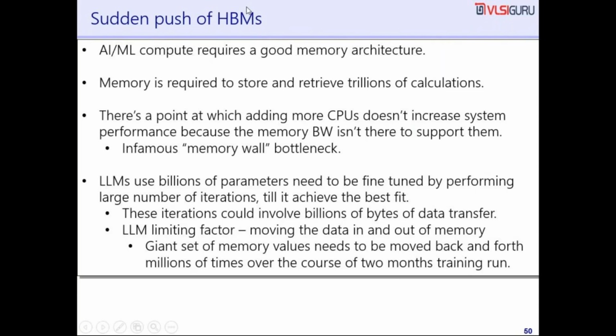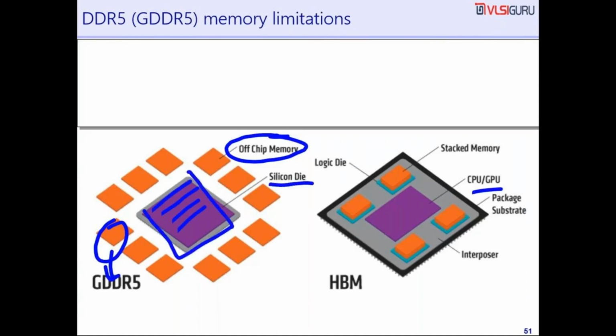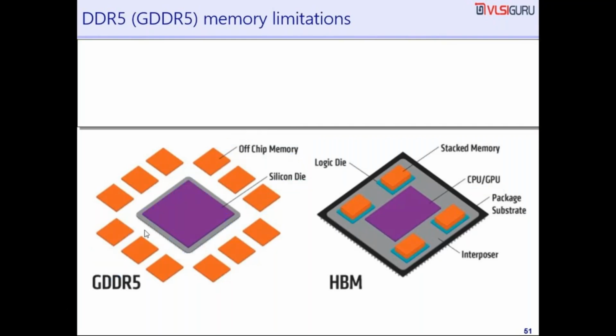First of all, let's try to understand what is the limitation with the existing DDR or the graphics DDRs. If you see, this diagram shows us the major difference between the DDR5 and the HBM. Whether you say DDR5 or graphics DDR5, these are all off-chip memories. So these off-chip memories are what we are calling DDR, and this one is the CPU or the GPU, the silicon die in which you have the CPU, GPU, and at the periphery of the chip, you are connecting the different DDRs.